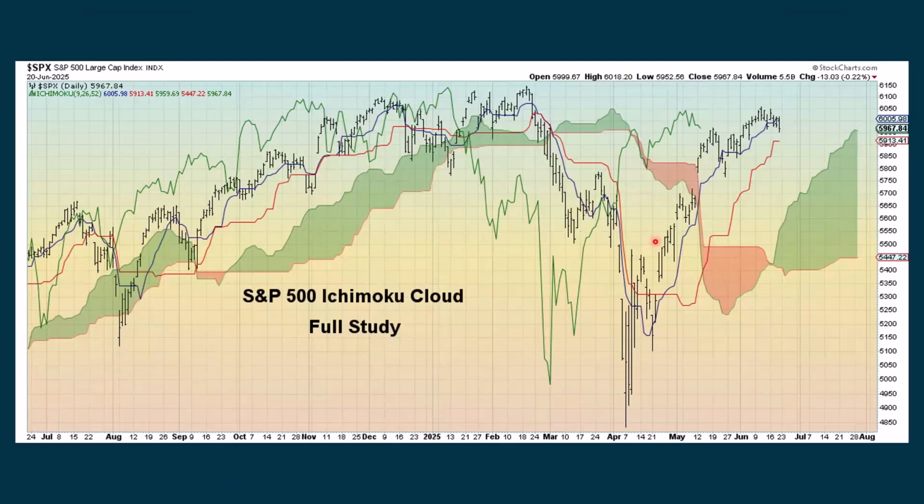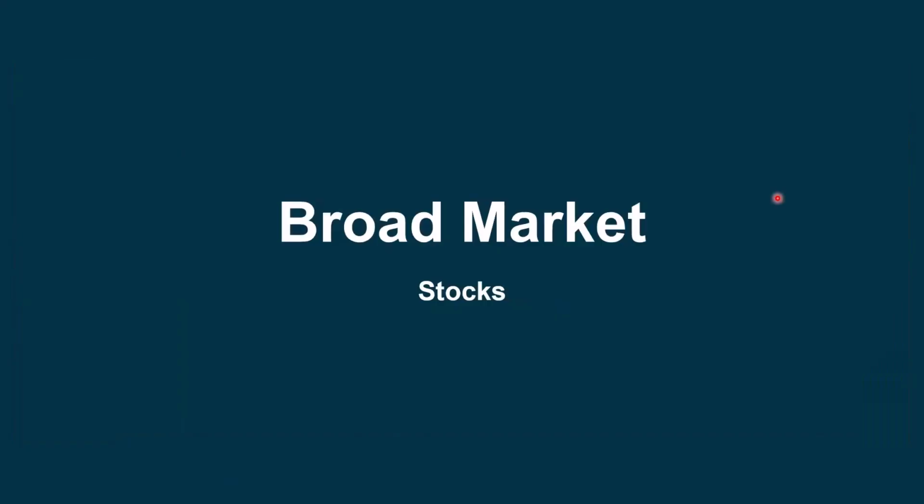Then the Ichimoku cloud. No need to show this because we're above the cloud, and for the most part, we're still positive. We're seeing the blue line above the red line. That's positive. And we're seeing the green line showing a little bit of weakness. That's short term. But for the most part, this has been holding up, and we're still above the clouds here.